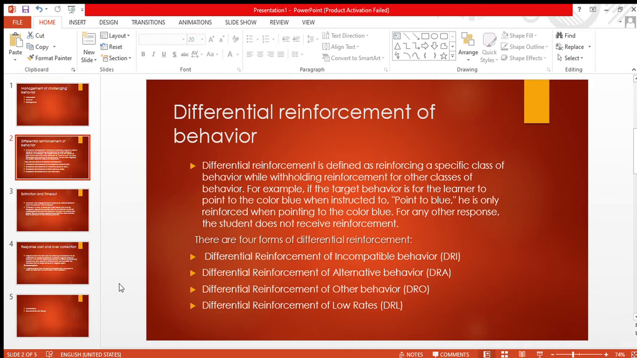The teacher of the class has introduced the option of raising the hand to answer questions or to ask any queries. Next we have DRO.